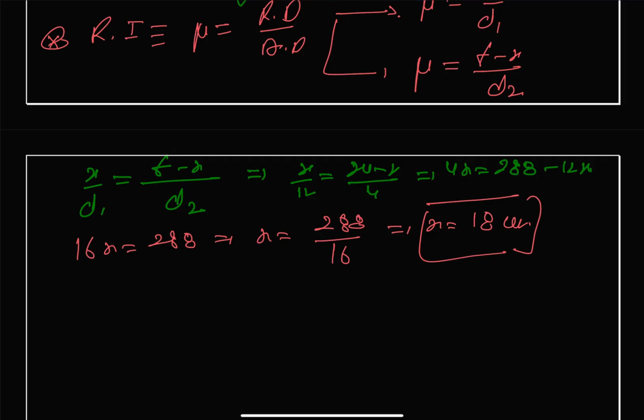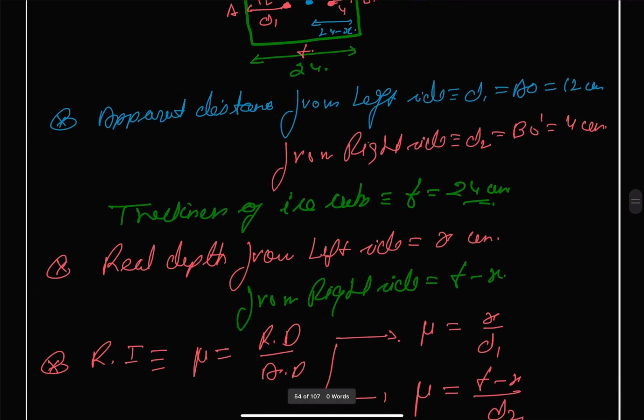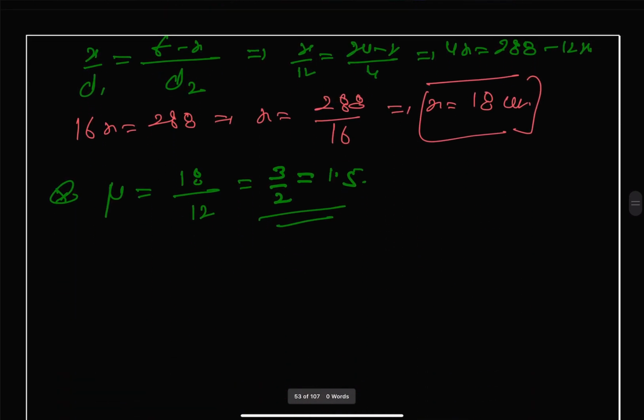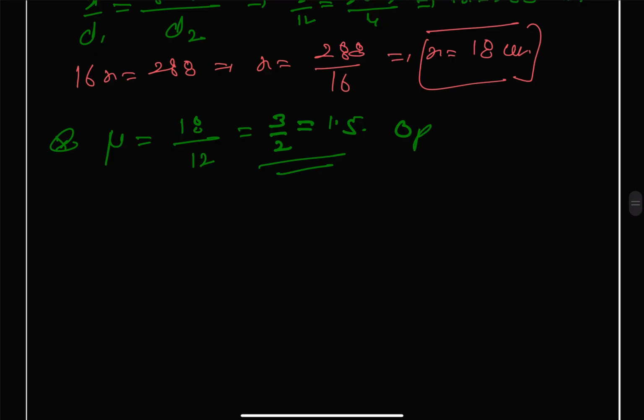And we need to find our refractive index. So you can say our mu will be equal to 18 divided by d1. d1 was our 12. This comes as 3 by 2, that is 1.5. So the option number 2 is the correct one. Option 2 is correct.